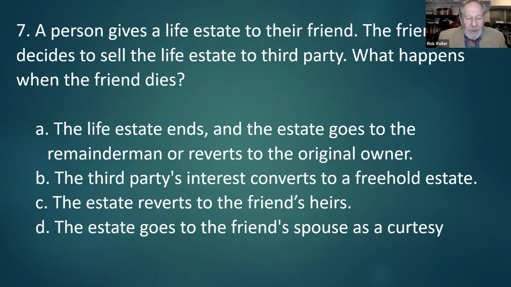So know about life estates, okay? B, C, and D, they're not right. A third party's interest reverts to a freehold estate. No, that's not a third party interest. Now, you can have them end, it could end the life estate, and then it would go to the remainder man, and that would be an ownership interest. Or C, the estate reverts to the friend's heirs. It depends on how it was set up. Or the estate goes to the friend's spouse as a curtsy. No. Nope. It's A. A is the correct answer.